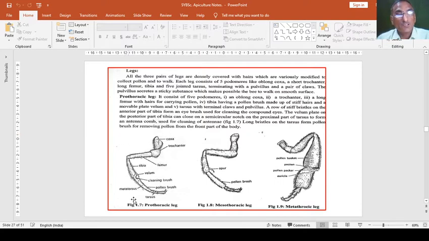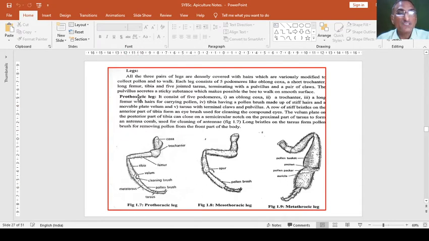This is about the first pair of legs, or we can say prothoracic leg, mesothoracic leg and metathoracic leg. So this is a common distribution. We have seen that there are 5 joints, and the last joint has 5 segments. Then all these segments have different structures and different sizes, but the podomeres are the same. So we will see one by one what is the difference between these three.